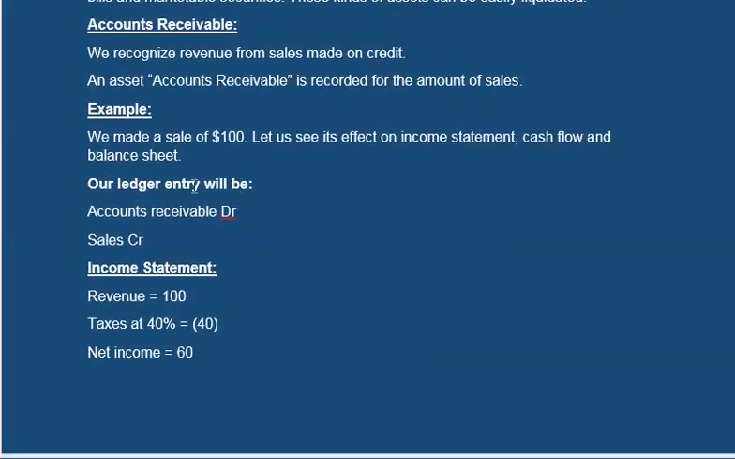Let's look at an example. We made a sale of $100. Let us see its effect on the income statement, cash flow, and balance sheet. Our ledger entry will be accounts receivable debited, sales credited. Effect on income statement. Revenue is 100. Let's say our tax rate is 40%. So 40 gone for taxes and net income is 60.